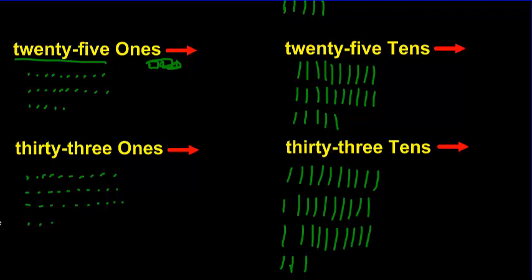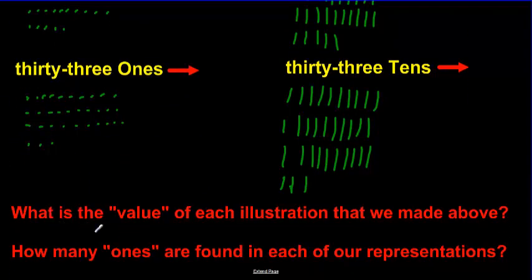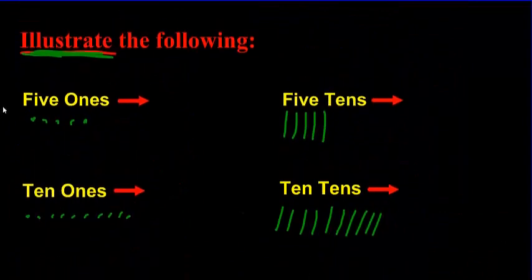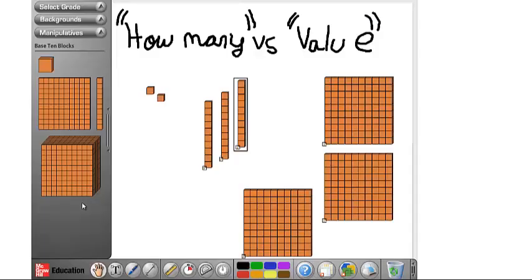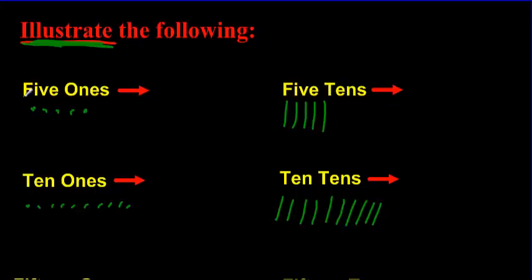Now we're going to get on to the last part that asks us what is the value of each illustration. Now look what we've done. In all of these questions, I was showing you how many. Remember going back to this here? How many versus the value? In all of these examples, I was illustrating how many of these and of these I have.